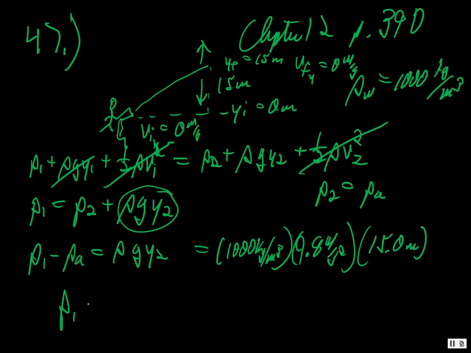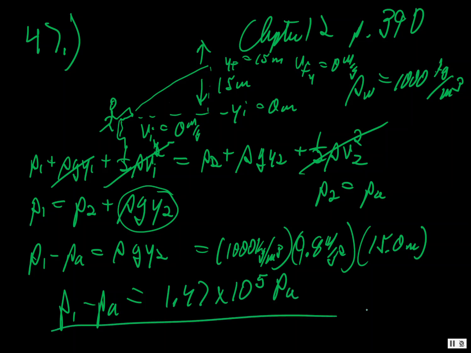And so P1 minus PA is equal to a value of 1.47 times 10 to the what? Times 10 to the 5th Pa. Okay. So that's my gauge pressure, and this right here is the same as that, gauge pressure. Because atmospheric minus absolute gives us what? Gauge pressure. All right? I hope this helps.